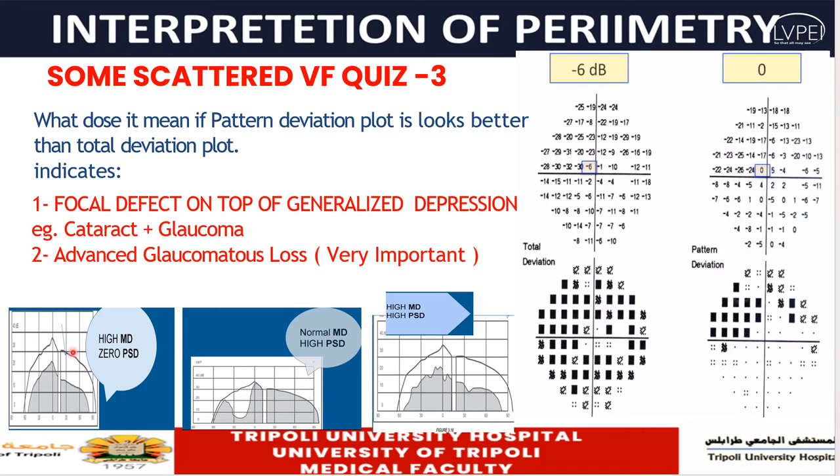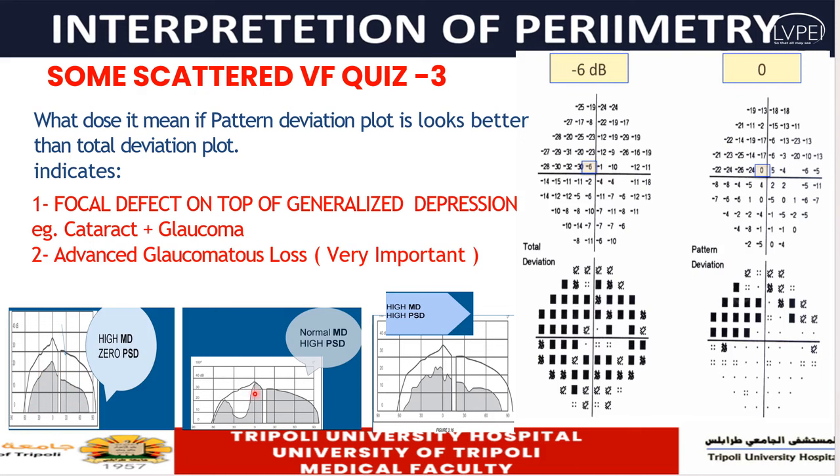So we have three scenarios for the relation between the mean deviation and the pattern standard deviation. As you can see here, there is a high mean deviation, and high means high on the negative side. So there is generalized depression, but the contour of the hill of vision is smooth, so the pattern standard deviation is zero.